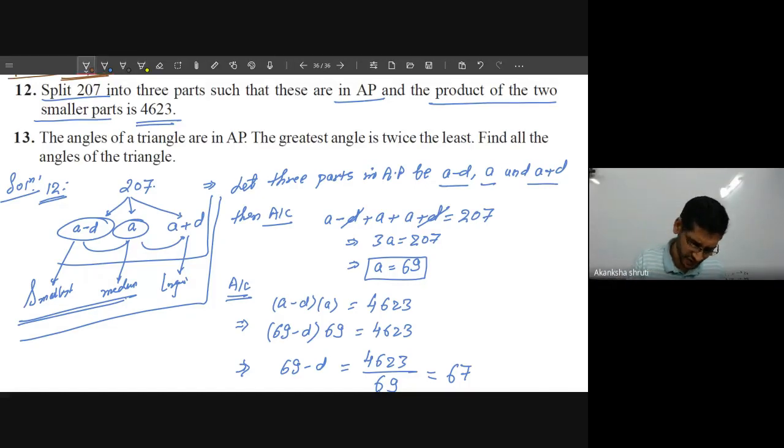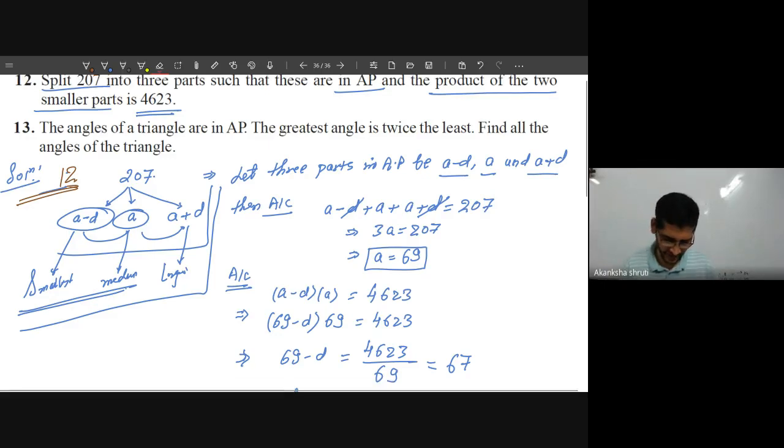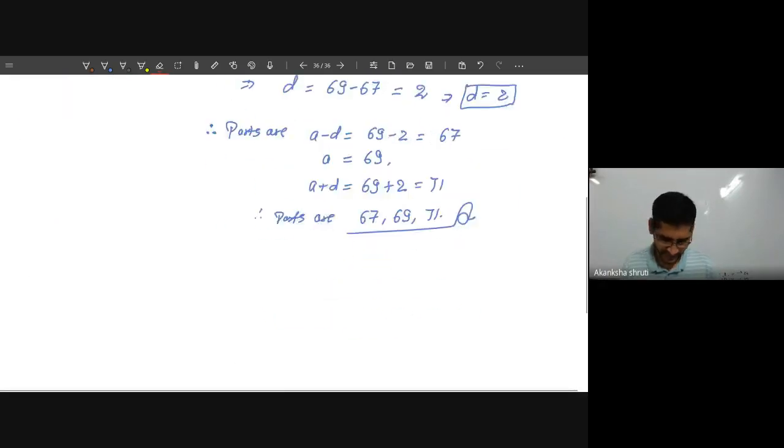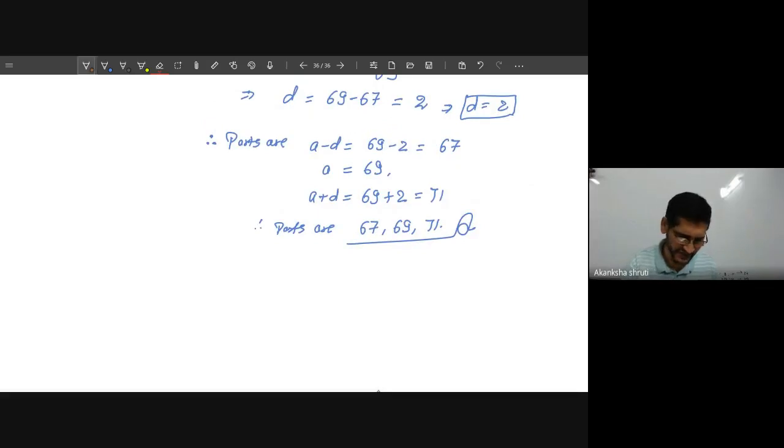Now let me go for the next question. So this was our question number 12. So now let us go for the other question. Other question is our question number 13.